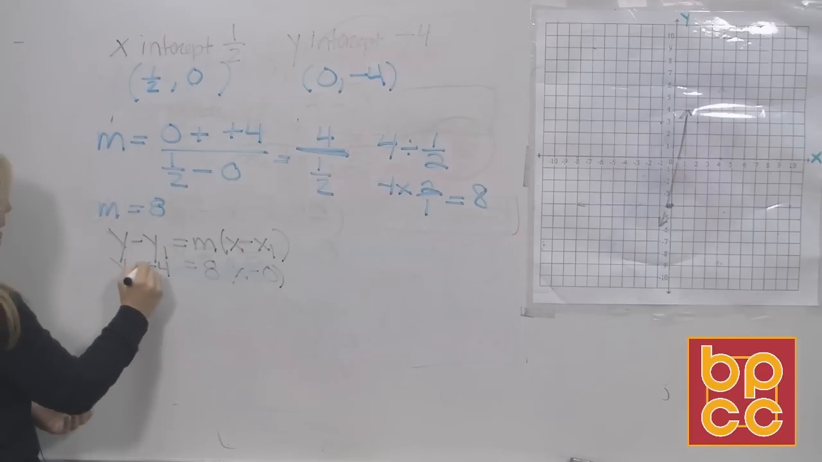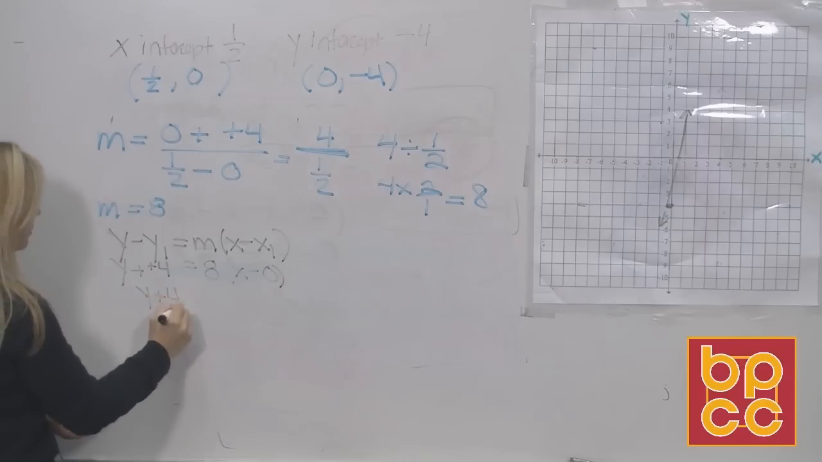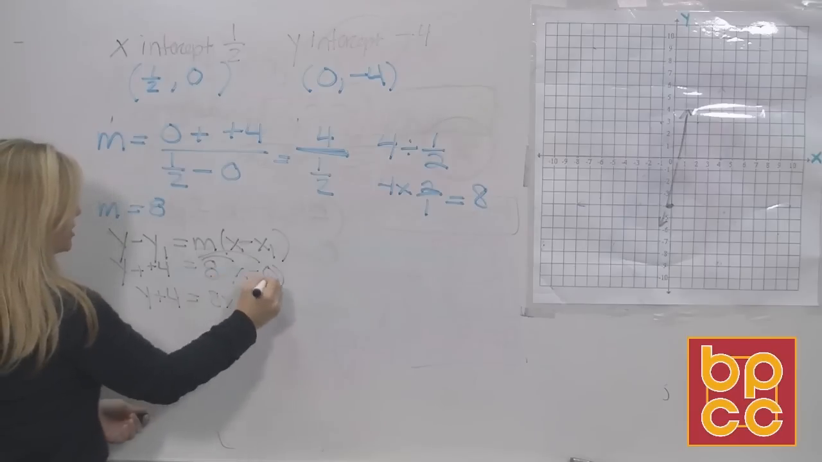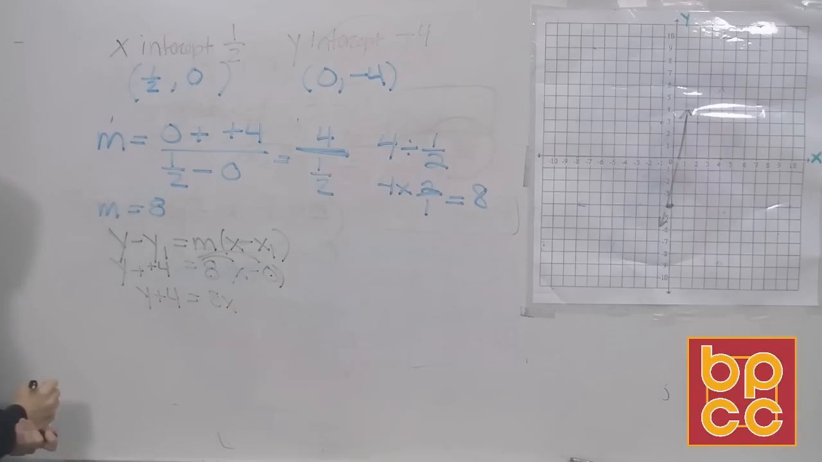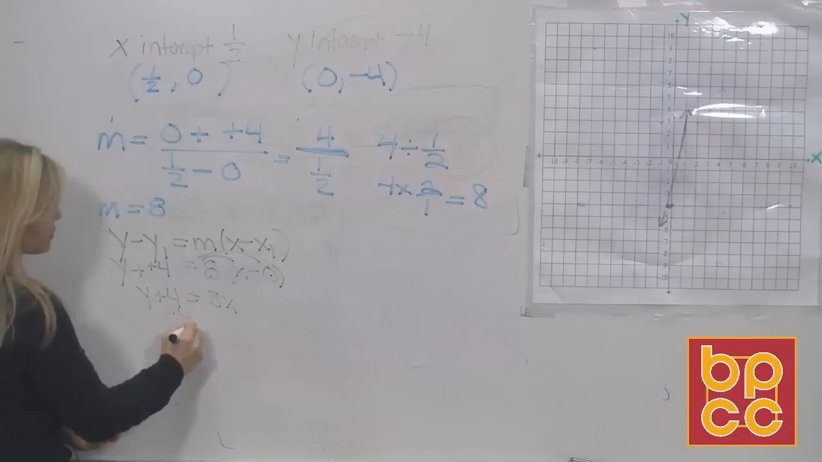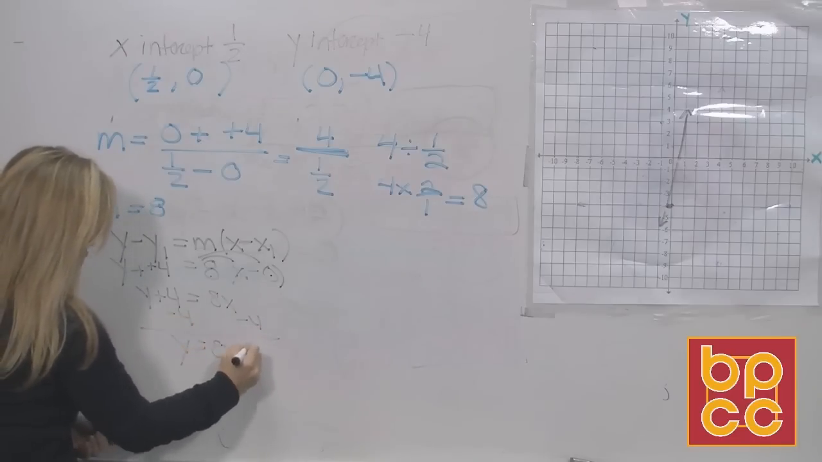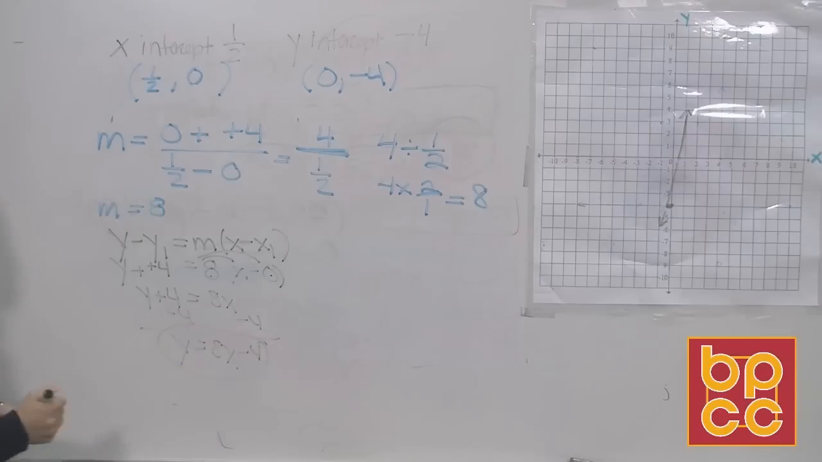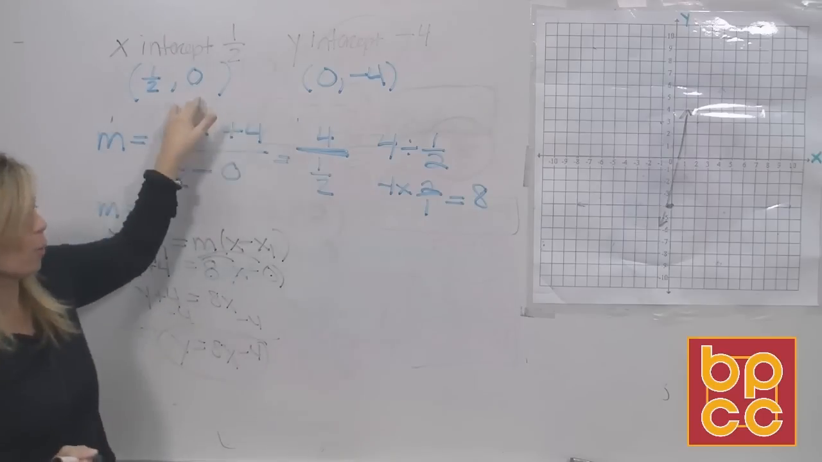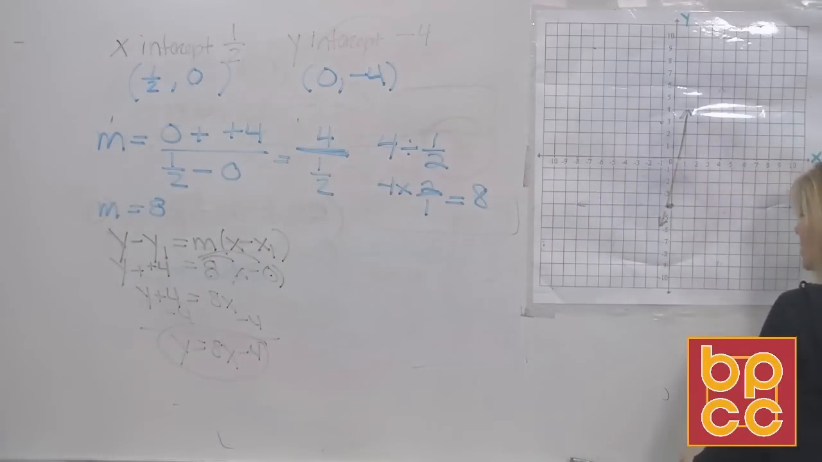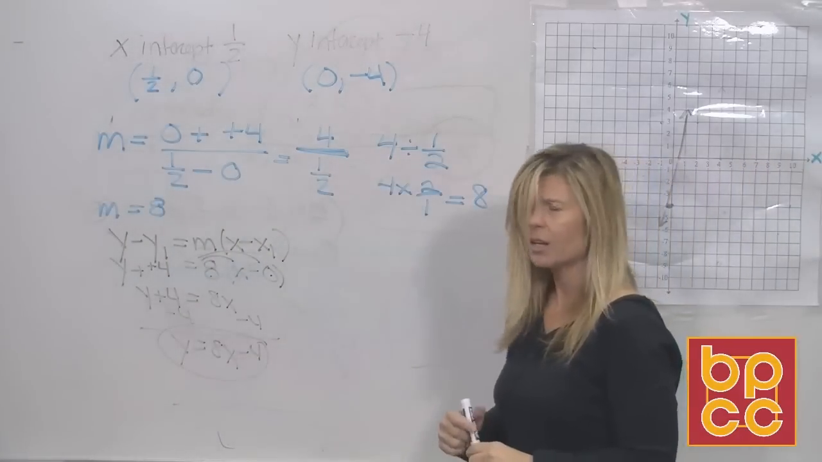And then I'm going to work that out. 2 negatives make a positive, y plus 4. I'm going to distribute. I'm going to get 8x. 8 times 0 is 0. I don't need to write that. And to get this to look like a diagonal line, I'm going to subtract 4. I'm going to get y equals 8x minus 4. That is the equation of a diagonal line. There's nothing wrong with that. You had a slope. You had 2 points. You picked 1. But if you're smart and quick, you will notice, hey, you know what?